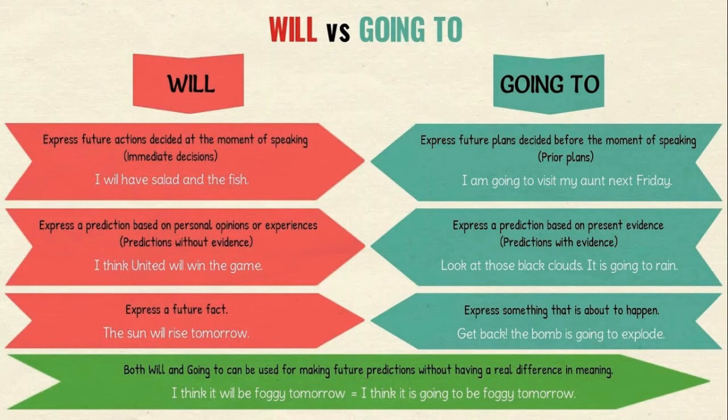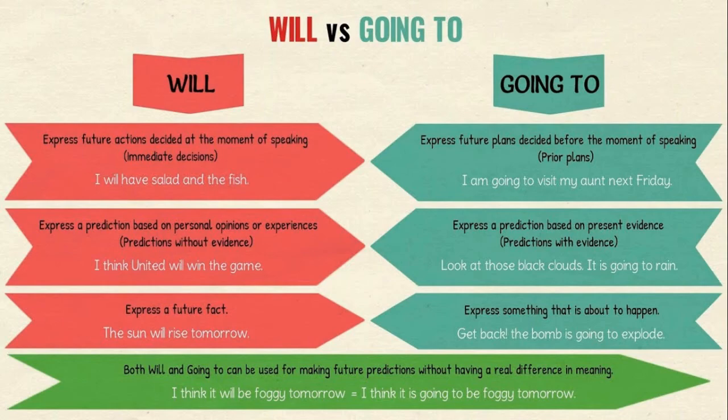Whatever it is, both will and going to can be used for making future predictions without having a real difference in meaning. So, we use both almost in the same sense. For example, I think it will be foggy tomorrow. We can say the same sentence like this: I think it is going to be foggy tomorrow.